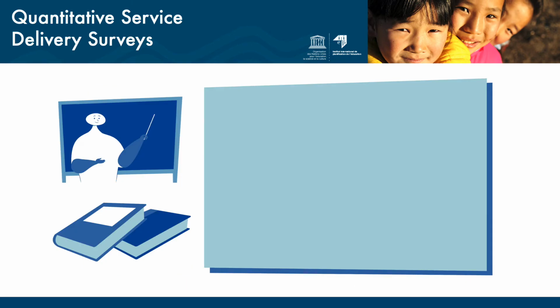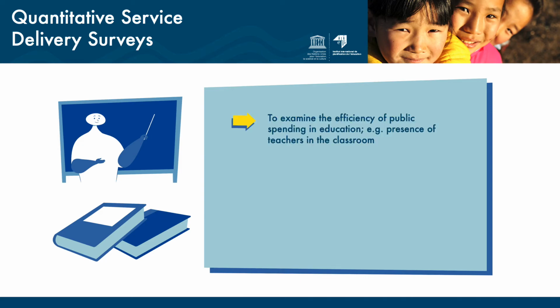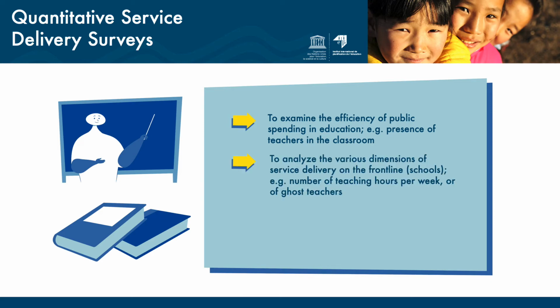Quantitative Service Delivery Surveys, QSDS, are used to examine the efficiency of public spending in education by looking, for instance, at the presence of teachers in the classroom. More specifically, they are used to analyze the various dimensions of service delivery on the front line, meaning at school or university level. They can help identify, for instance, the actual number of hours taught per week or the number of ghost teachers registered on the payroll.